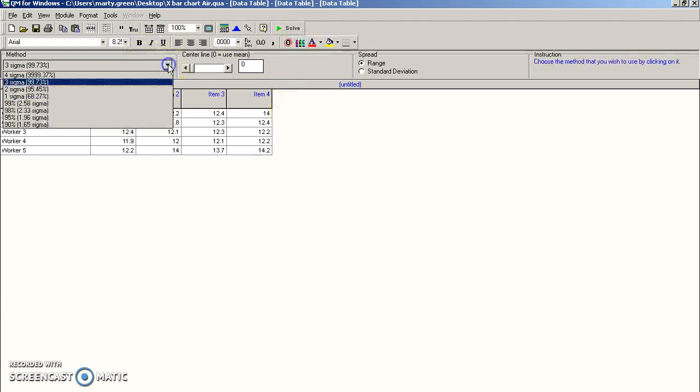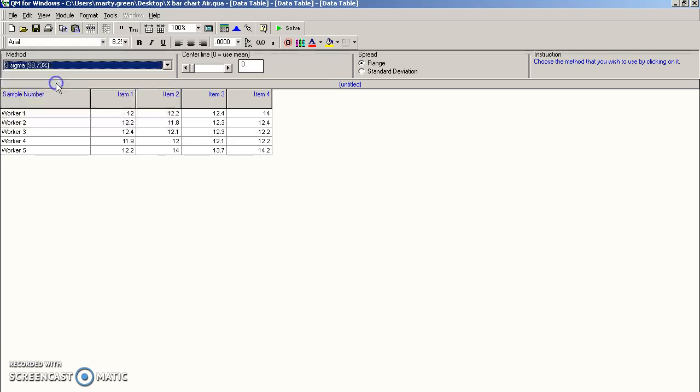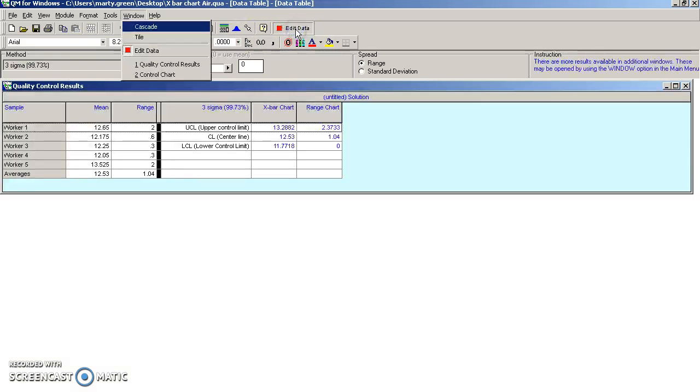Oh, incidentally, you can choose whatever you want as far as the quality control chart level of significance. I've chosen 3 sigma or 99.7% for the level of significance. Click on Solve, and you can see that it runs all the data for you. First of all, for worker 1, incidentally, it says sample 1, I plugged in worker 1. It allows you to keep your ideas fluid and organized.